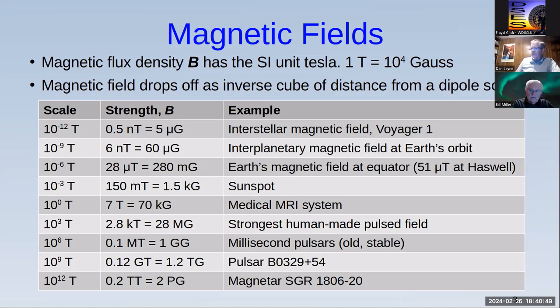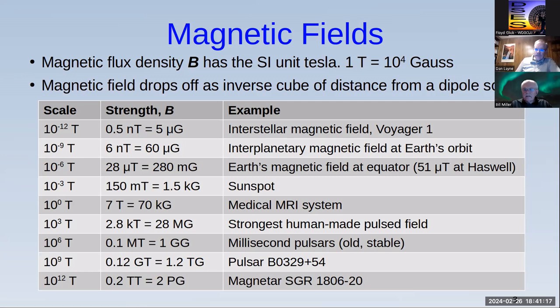And then the examples. The first one is half a nanotesla. That's an actual measurement of the interstellar magnetic field taken by Voyager 1. The second one, 10 to the minus 9th, is 6 nanotesla. That's the interplanetary magnetic field at Earth's orbit. At that distance from the sun, it's roughly 6 nanotesla.